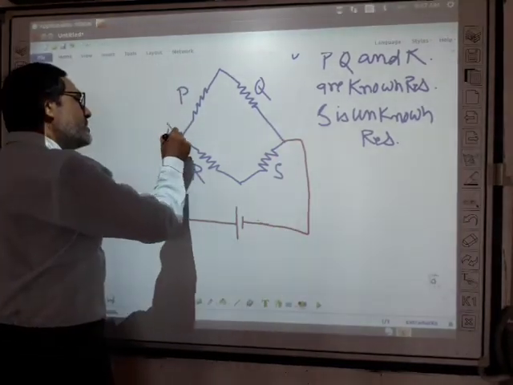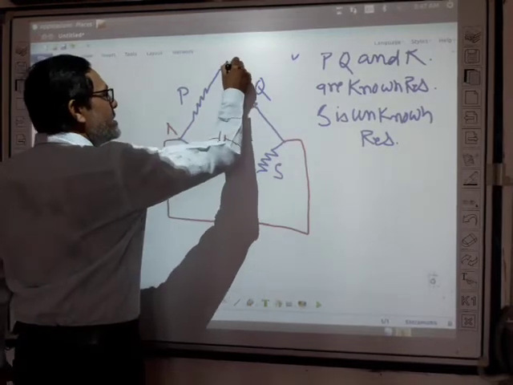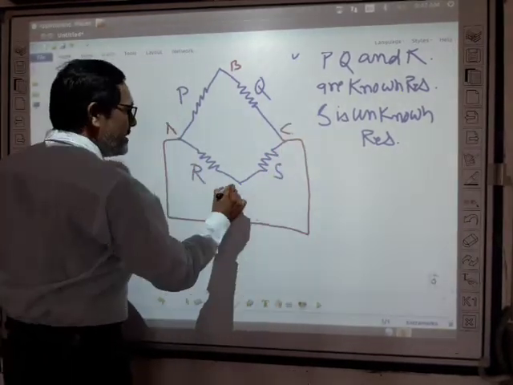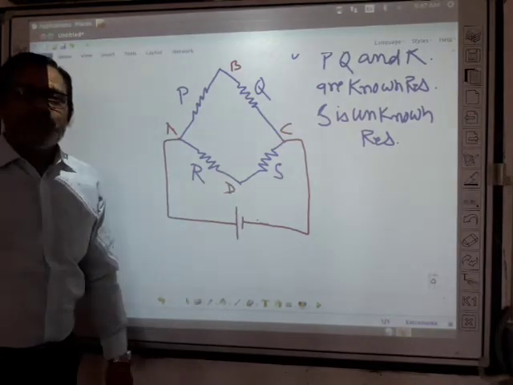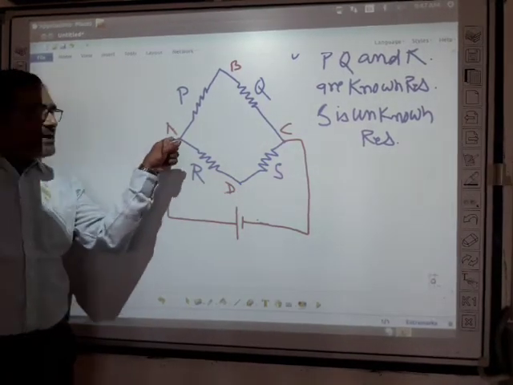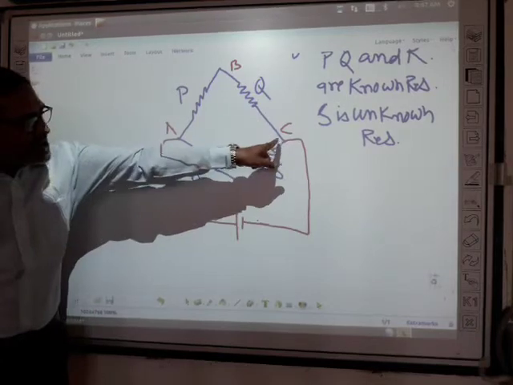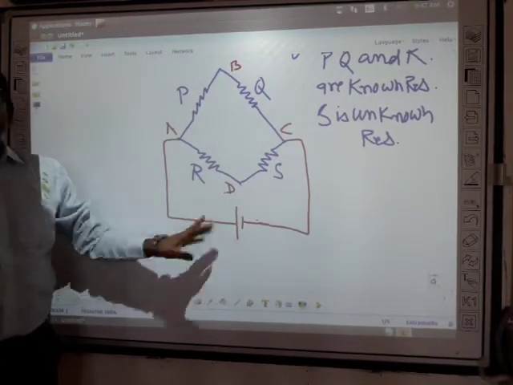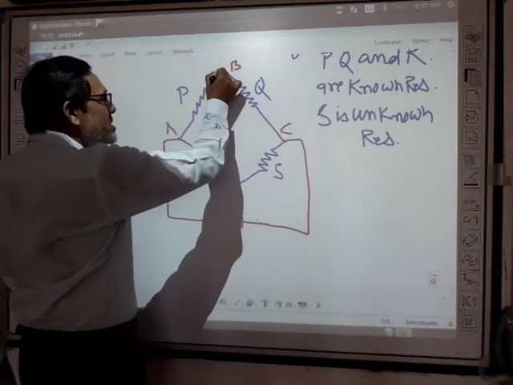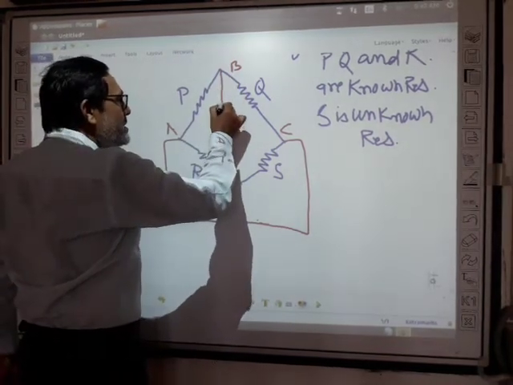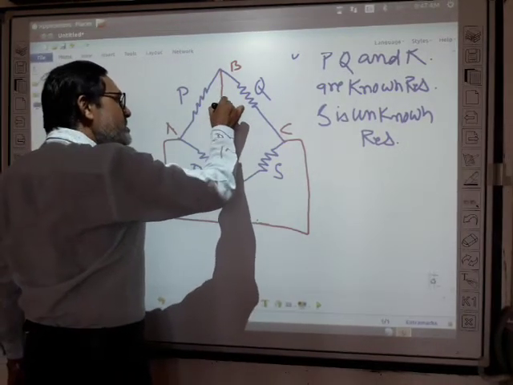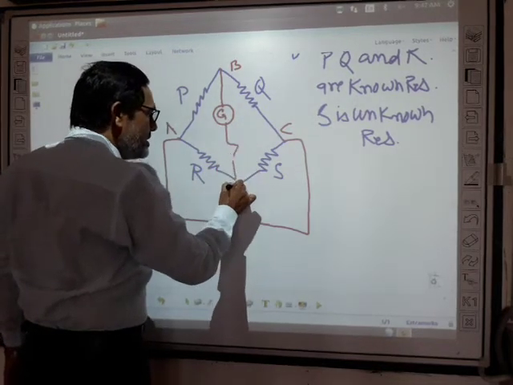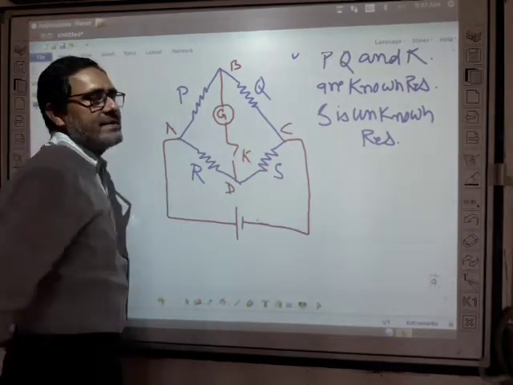Mark the points A, B, C and D. Junction A and junction C are to be connected with the cell, and junction B and D are to be connected with the galvanometer. Then plug the key like this.